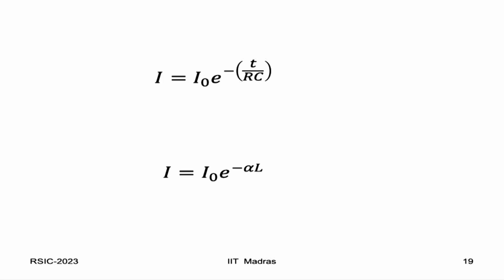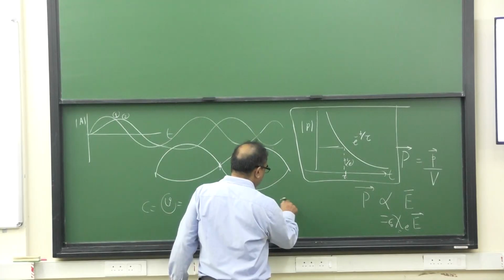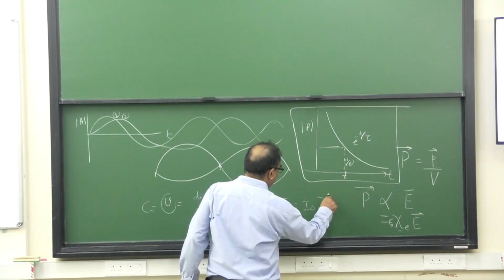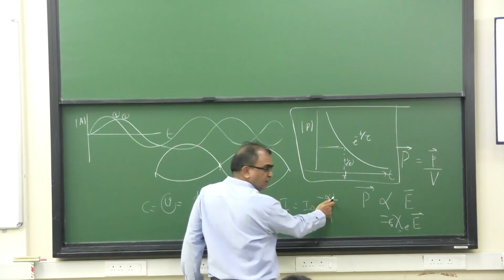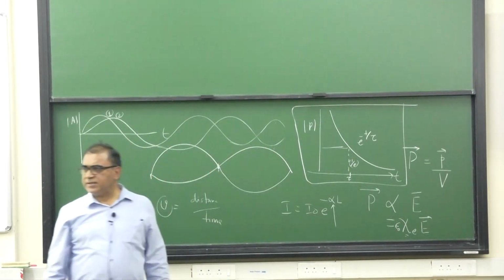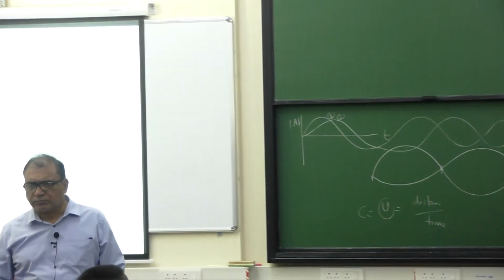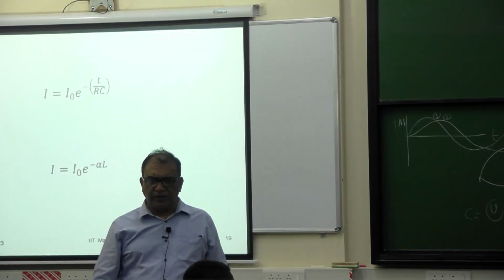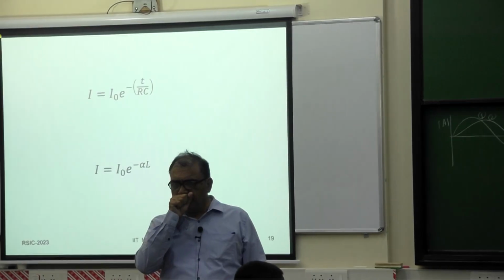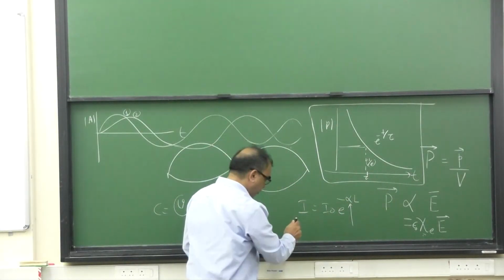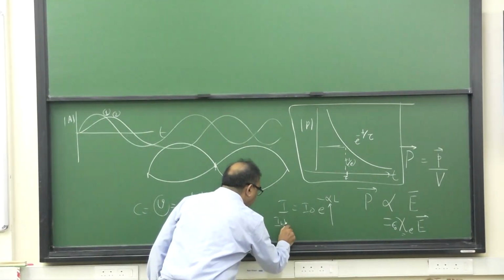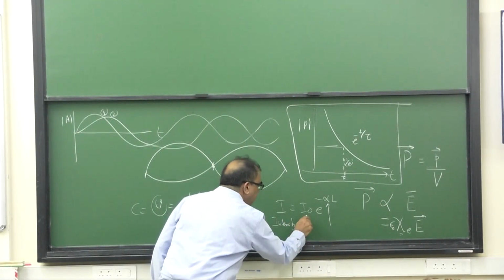Another similar equation: I is equal to I0 e to the power minus alpha L. So this alpha is something like 1 by L. Alpha has dimensions of 1 by L, centimeter inverse, where L is length. So if I have this L, in this case it is intensity, because I am talking about light. I0 is the initial intensity.